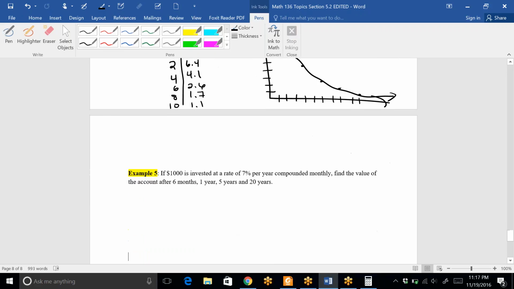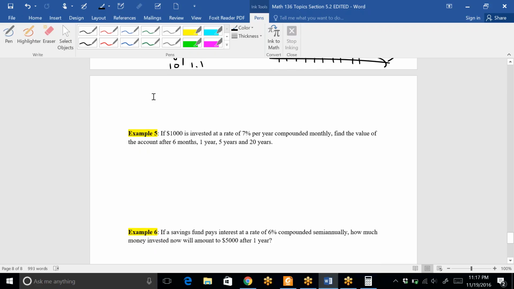Okay. The next one is a money problem. So if $1,000 is invested at a rate of 7%, so that would be 0.07, compounded monthly. So this is my rate, this is my compounding, and this is my principal. We want to find out how much money we would have in 6 months, 1 year, 5 years, and 20 years. 6 months has to be converted into a year because this is a formula that uses years, so that would be half a year. So remember for your formula, it's A equals P parentheses 1 plus r over n to the nt. So this one is going to be for the half year.